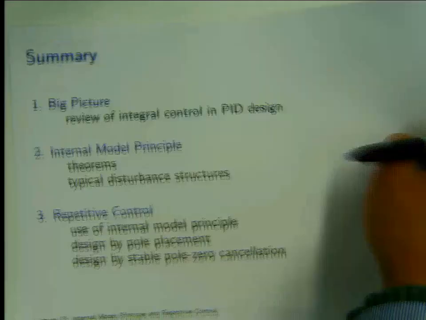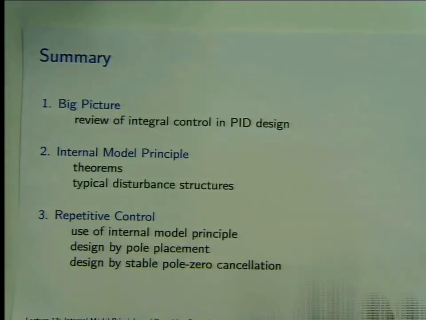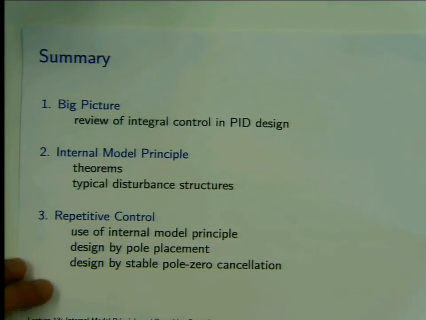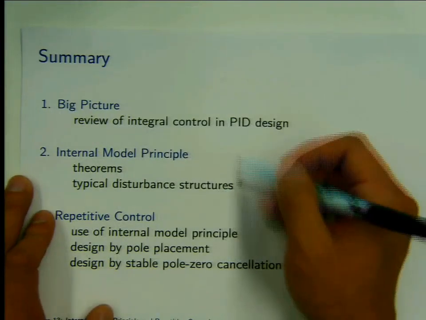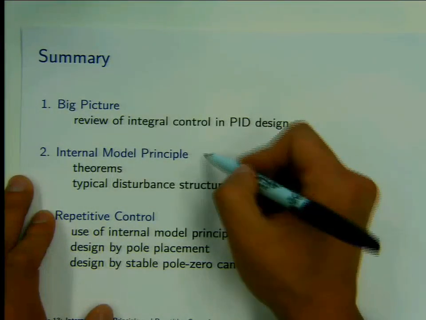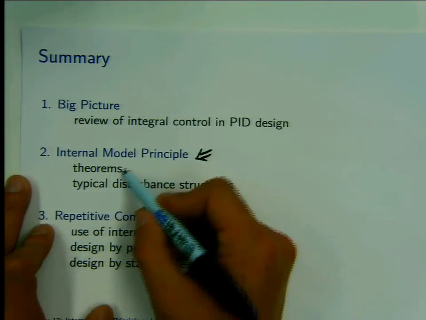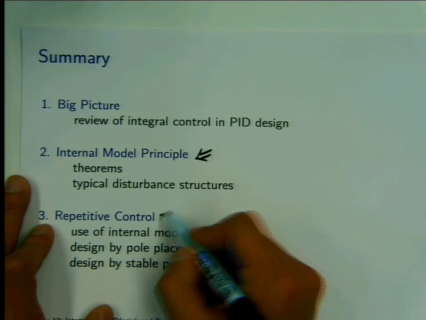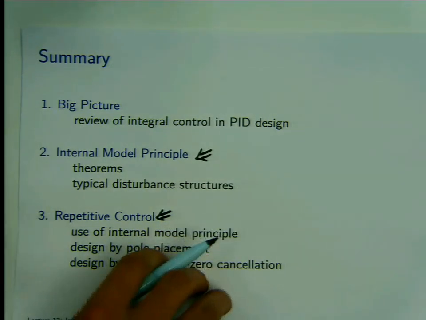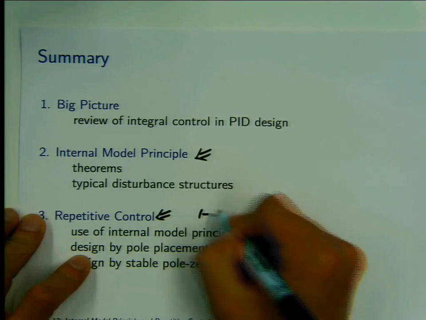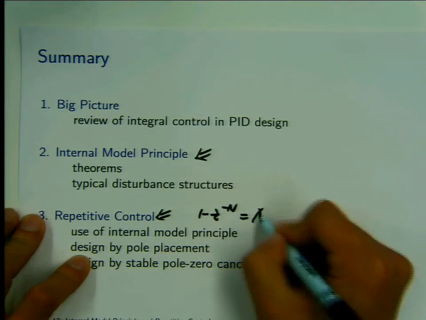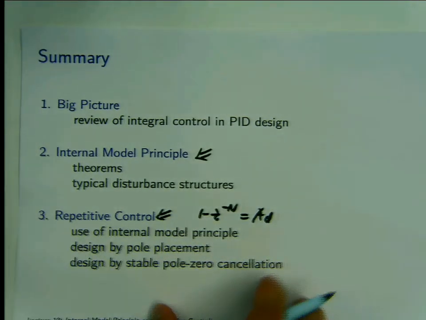That's relatively the end of this topic. As a quick review, we talked about the internal model principle. We talked about the two theorems of the internal model principle, and then this special case. Repetitive control is a special case of application of the internal model principle, where you have this disturbance structure.